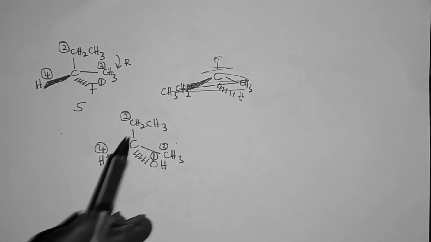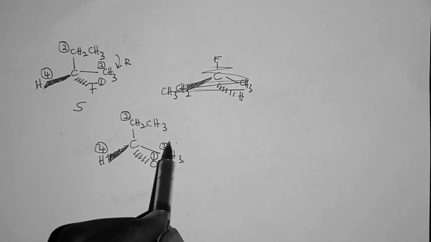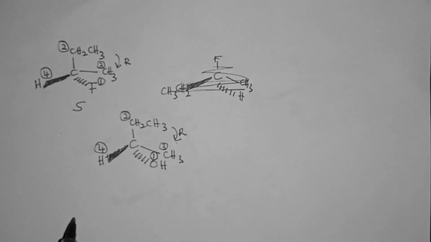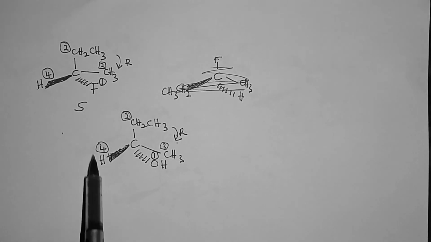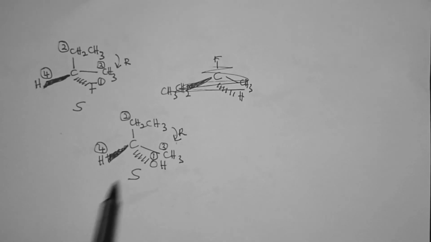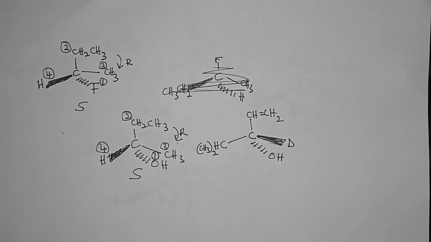And this configuration is an R. It's going in the clockwise direction, which is an R. However, because the least group is pointing towards us, we will negate it, and this is an S configuration. Let's determine the configuration of this molecule as well.